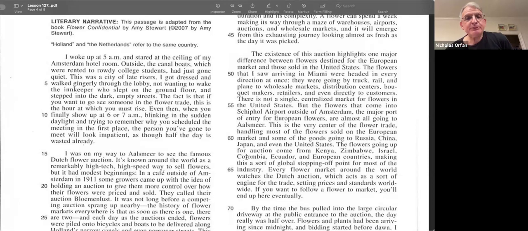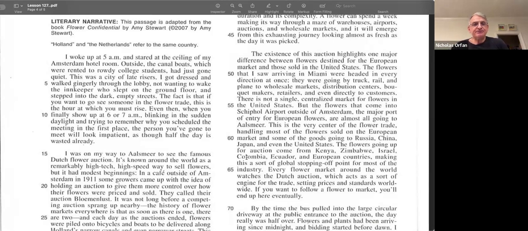I woke up at 5 a.m. and stared at the ceiling of my Amsterdam hotel room. Outside, the canal boats, which were rented to rowdy college students, had just gone quiet. This was a city of late risers. I got dressed and walked gingerly through the lobby, not wanting to wake the innkeeper, who slept on the ground floor, and stepped into the dark, empty streets.